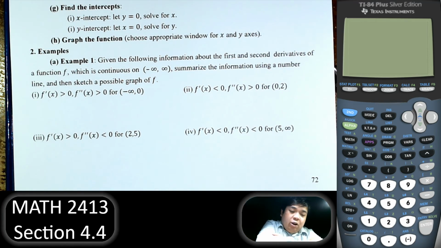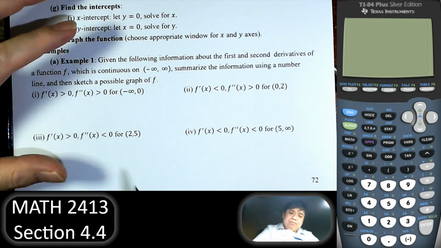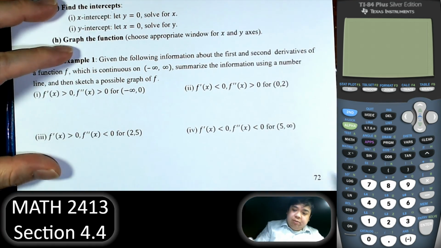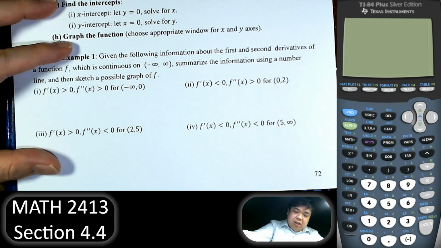Now, given the following function with the first and second derivative, which is continuous, summarize the information using a number line and then sketch a possible graph. Actually, we just sketch the graph and then try to put the pieces together. Now, let's look at this.